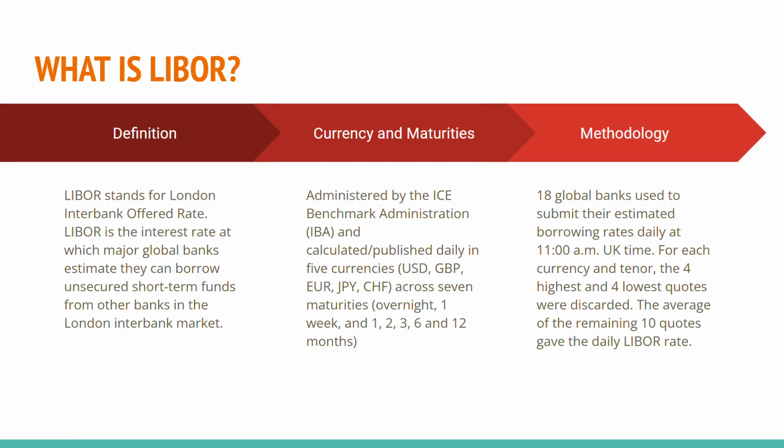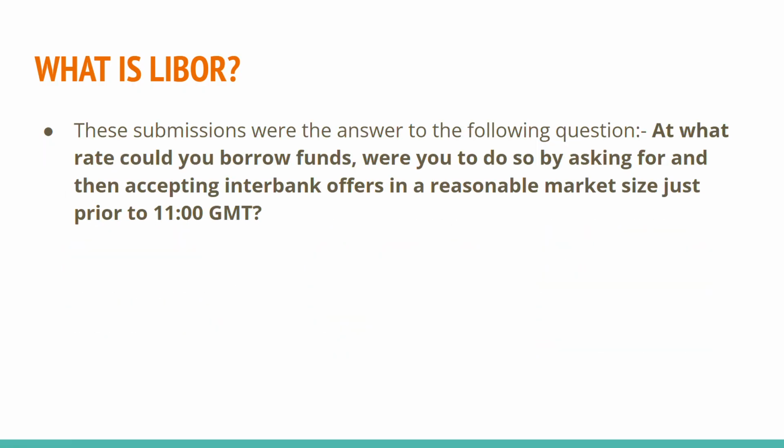So if I were to brief LIBOR in one or two points: first of all, 18 global banks were there. They used to submit their data daily at 11 a.m. UK time. They had to submit data for five currencies and, I think, 7 maturities. For each currency and maturity, they had to answer one simple question: at what rate could they borrow funds?